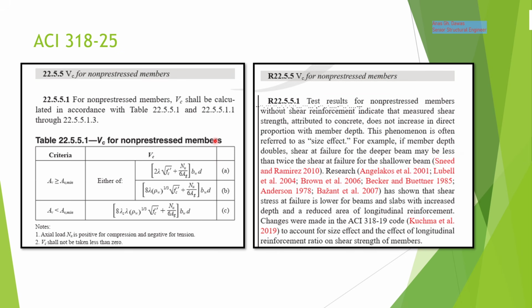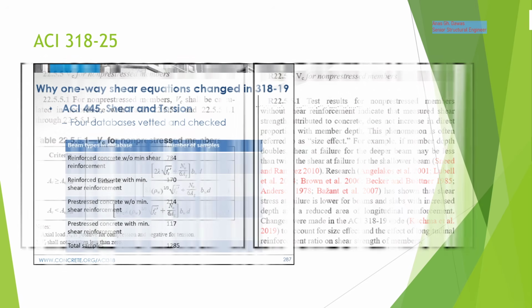Okay, here, by the way, I believe these equations are in British units, not metric units. In ACI 318-25, there is no change for the main equations of one-way shear. These one-way shear equations are the same or similar to the equations in ACI 318-19. But we have other major changes that I will discuss in the next couple of slides.